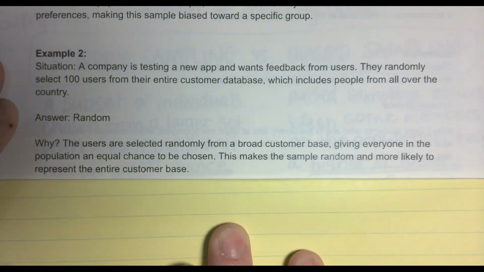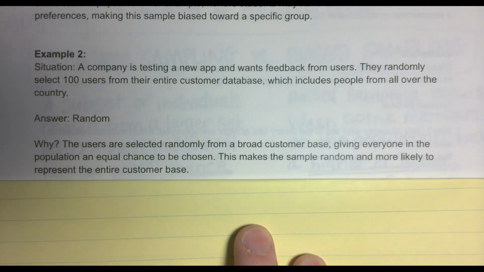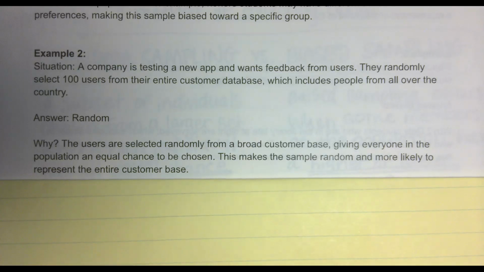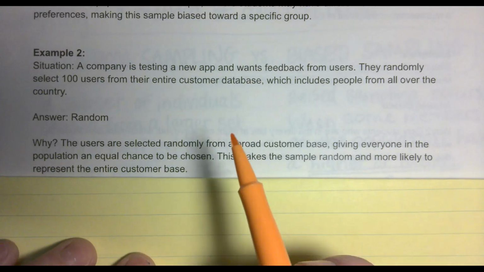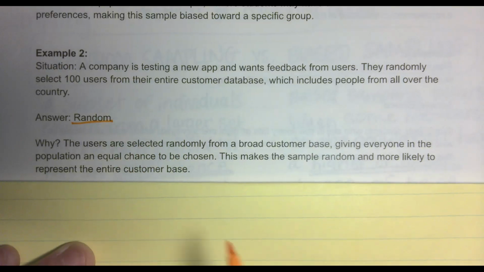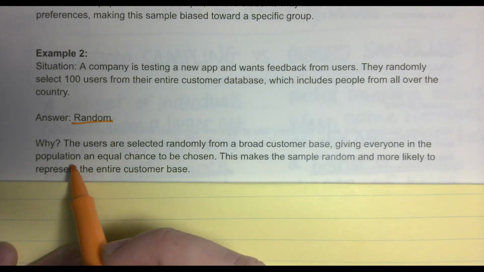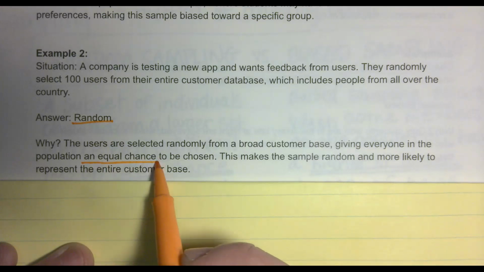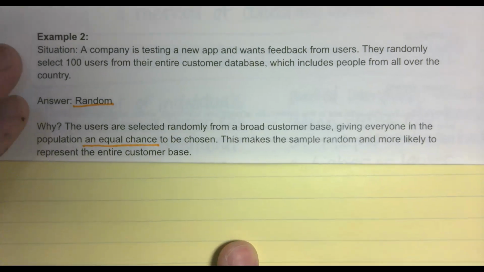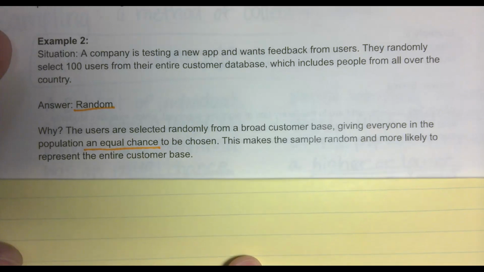All right, so let's see what the explanation is that they gave. Why? The users are selected randomly from a broad customer base, and that gives everyone in the population an equal chance to be chosen. So the main takeaway here, guys: if you have a random sample, every person in the population is going to have an equal chance to be picked. There's nothing that's going to sway the answer. Every person has an equal opportunity, so it's random.